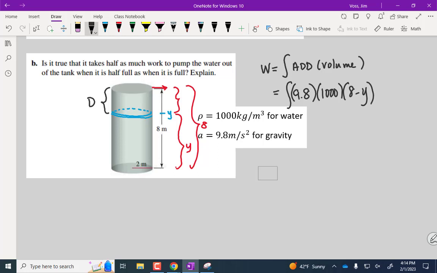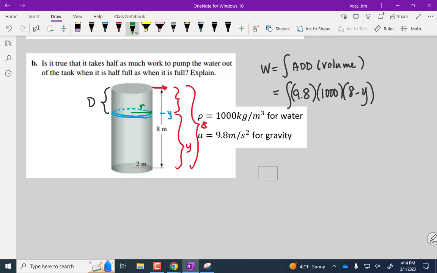Now we come to the volume part. This is the volume of our slice. So we look right here, there's our slice. The volume of that slice, well, it's the area of the cross-section multiplied by the thickness, which is dy.